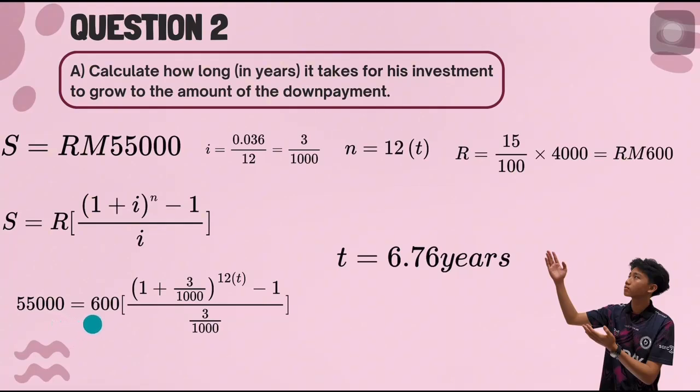55,000 equals 600, open the main bracket, open bracket, 1 plus 3 divided by 1,000, close the bracket, power of 12T, minus 1, and then divided by 3 divided by 1,000, and then close the main bracket. So just use the solve function and you will get T equals 6.76 years. So let's move to the next question.